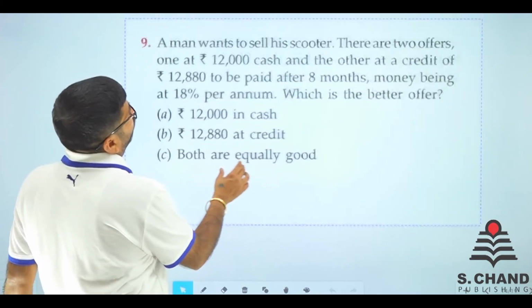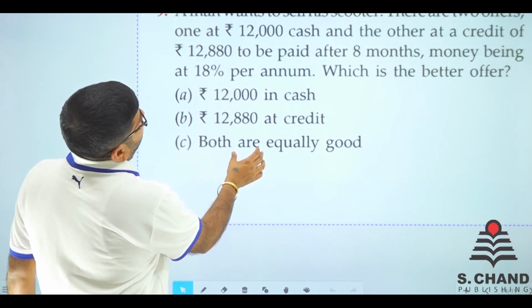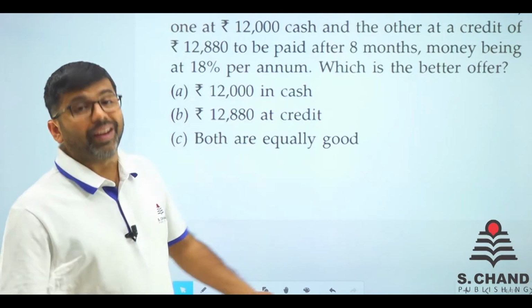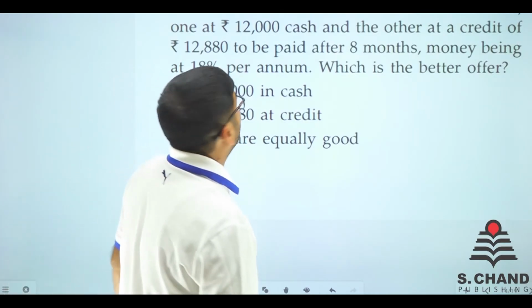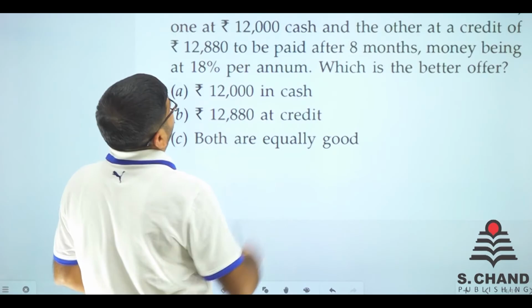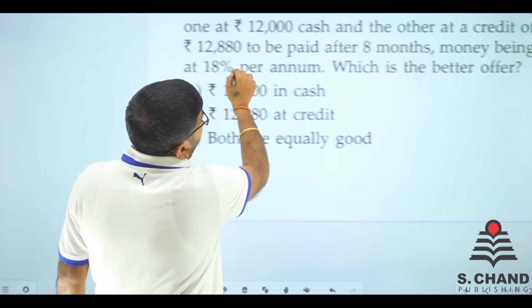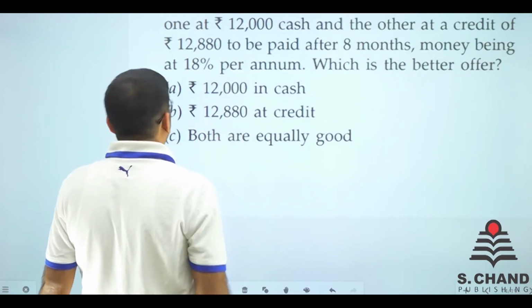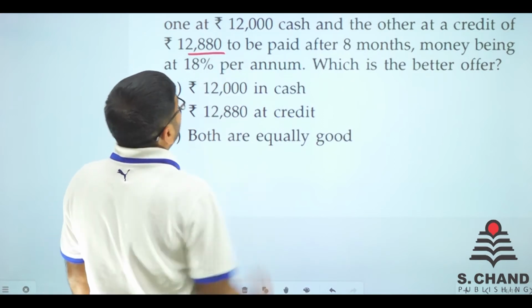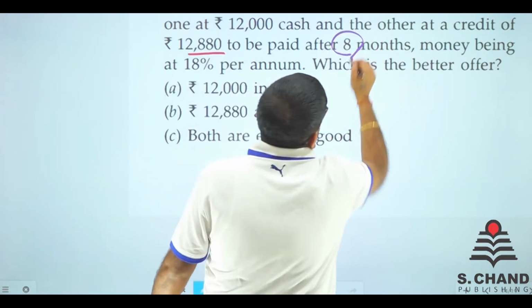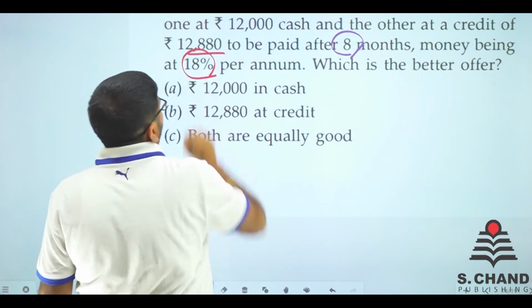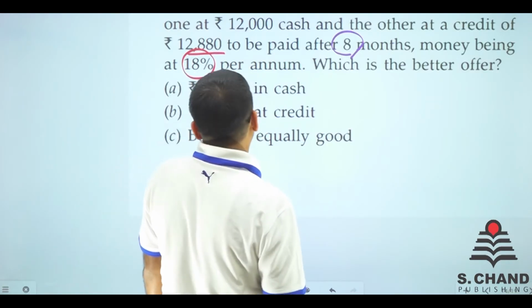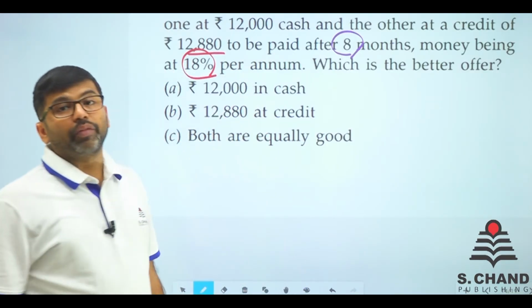Question number 9 for you. Aman wants to sell his scooter. There are two offers. One is 1200 cash now, or the other is a credit of 12880 to be paid after 8 months, money being 18% per annum. Which is the better offer? Let's see which is the better option.